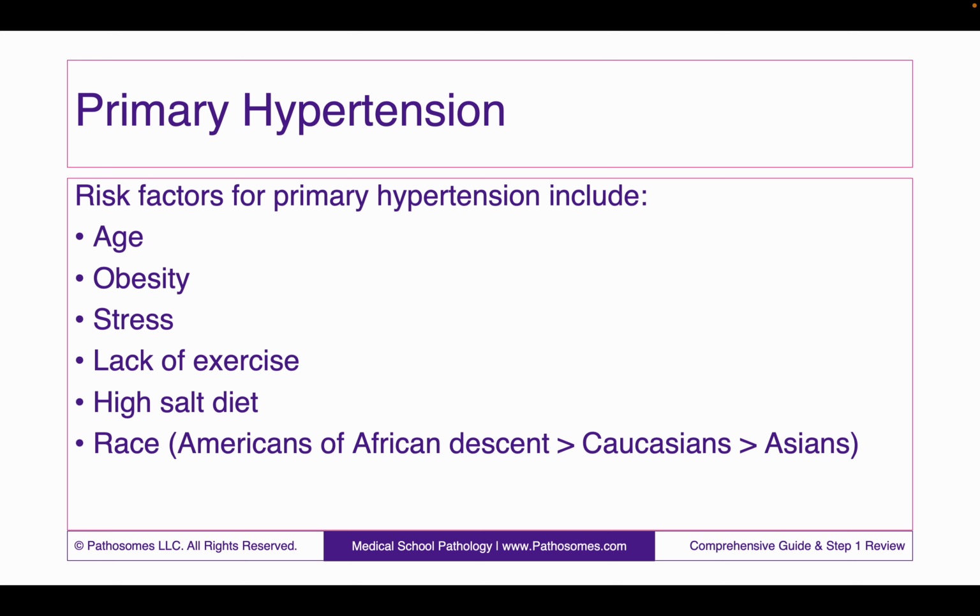There are risk factors for primary hypertension. Do you know any of them? Age, perhaps. Obesity is a risk factor. Stress, lack of exercise, too many chips, a high salt diet. That's my weakness. Or even race can be a risk factor for primary hypertension. African Americans or Americans of African descent are at increased risk, followed by Caucasians, then Asians.